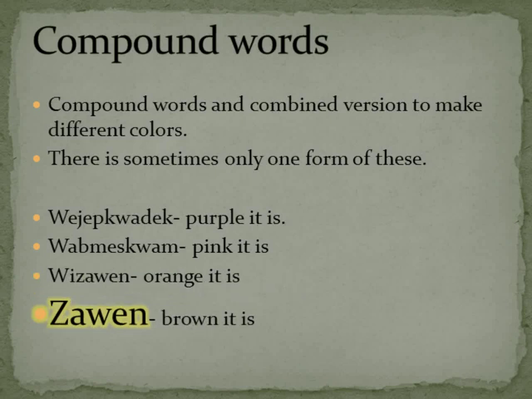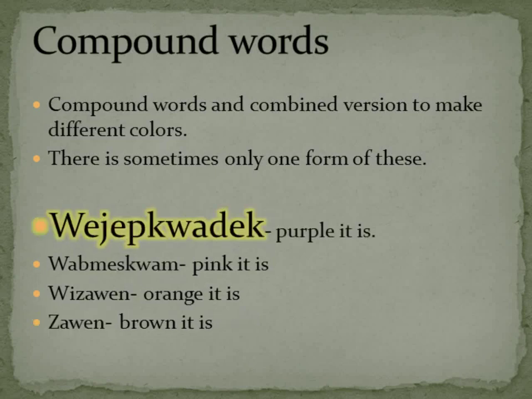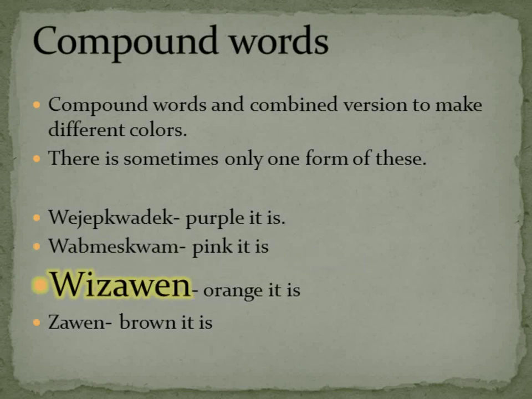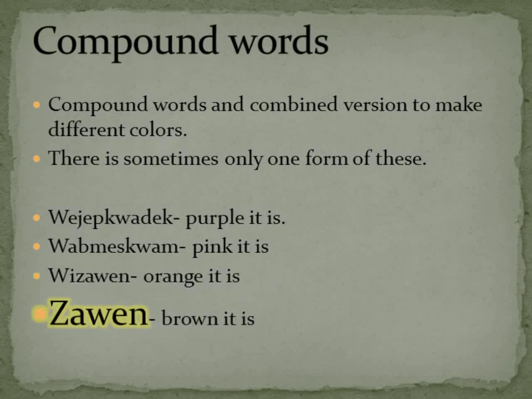So again, these are kind of more new words. Wejepkwadek is kind of a compound, I think, between purple and another color there. Wabmasquam, you have white and red inside of it, which makes pink. Wezowen, you kind of have that yellow, and then that brown, the color they use for brown, which is Zowen. And again, Wezauze, or Zauze, really is yellow or brown, but some people will use this Zowen to kind of distinguish the two, especially when they're teaching it to kids, because it's hard for kids to accept one word that equals two colors. It's even hard for adults sometimes.